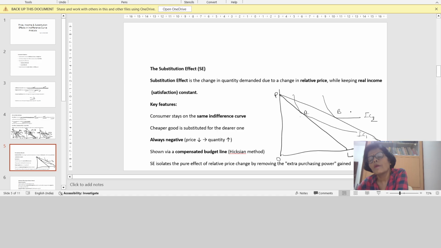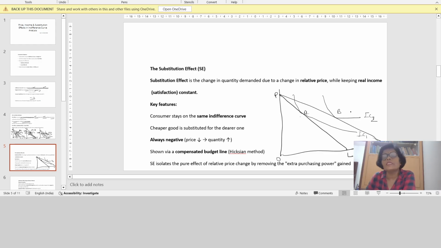This I have already taught you. When the consumer moves from A point to B point, that is PCC, the price consumption curve. This is due to the change in price. Now see, what we want to say is that the consumer should remain on the same indifference curve, which means the consumer will not go to the higher indifference curve.